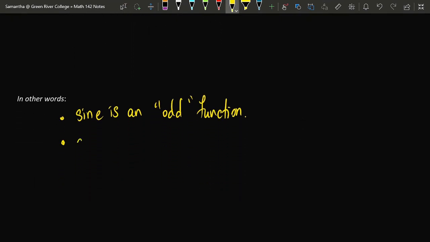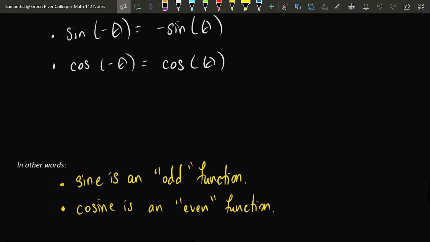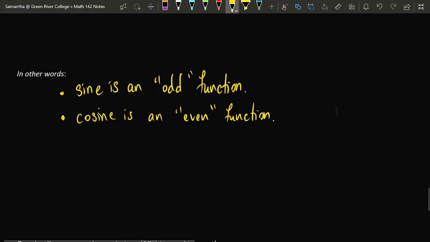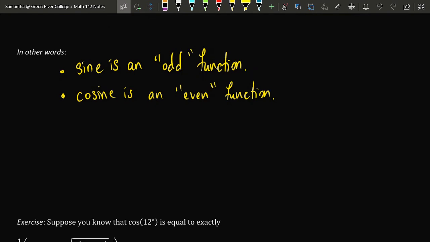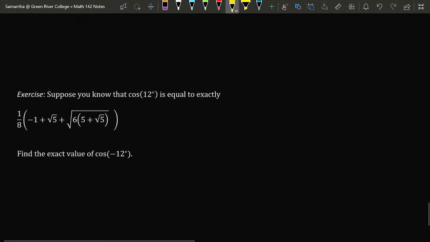In the language of Pre-Calc 1, we would say that cosine is an even function. Even functions had the property that if they were horizontally flipped by making the input negative, then the function didn't change at all. Nothing happened. So sine is odd and cosine is even. So let's use this property.